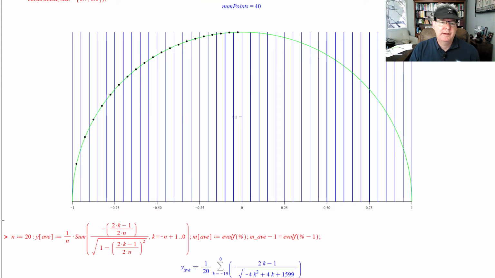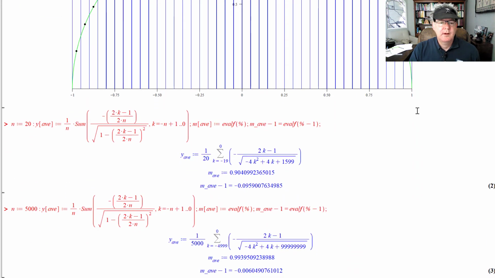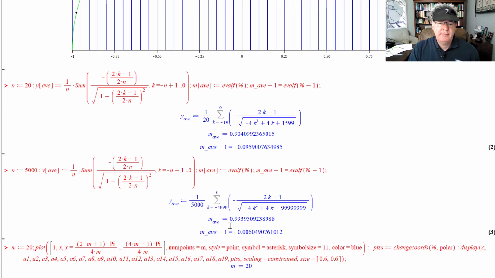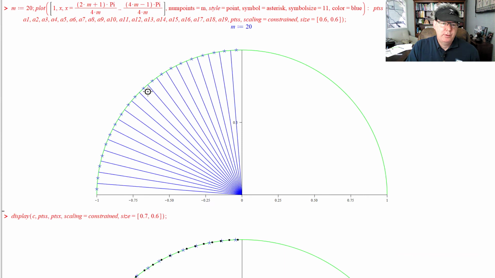We can do it with a circle. There's 20 points equally spaced. The average is going to go to 1. This is a unit circle, so connecting the endpoints, the average slope should converge to 1. So if I find the slope at those 20 points, it's very close to 1. If I do it with 5,000 points, I get a little closer. And here's 20 points equally spaced along the curve.